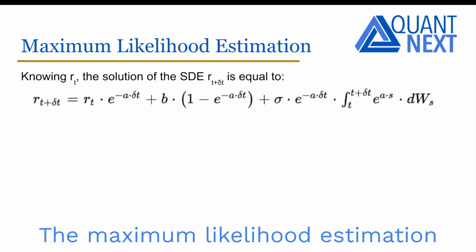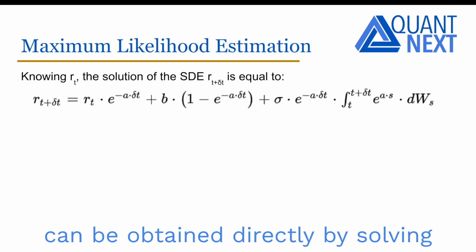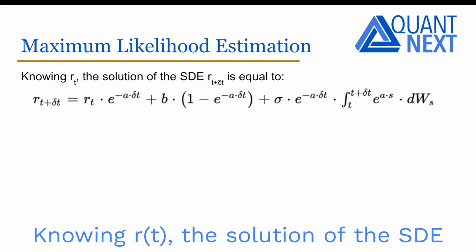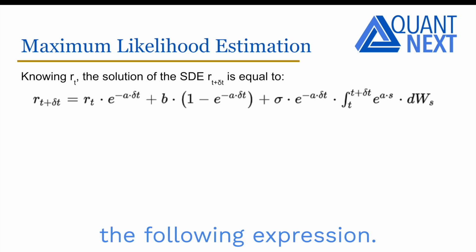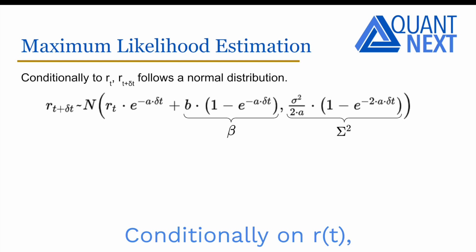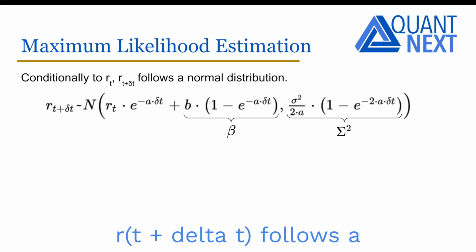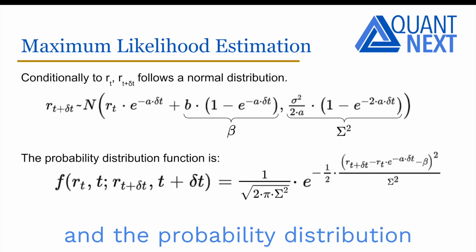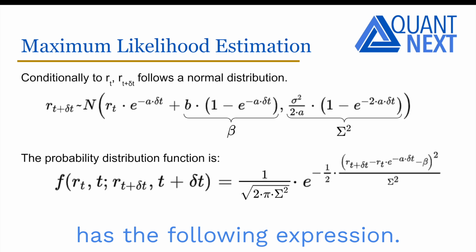The maximum likelihood estimation can be obtained directly by resolving the stochastic differential equation. Knowing RT, the solution of the SDE, RT plus delta t, has the following expression. Conditionally to RT, RT plus delta t follows a normal distribution, and the probability distribution has the following expression.